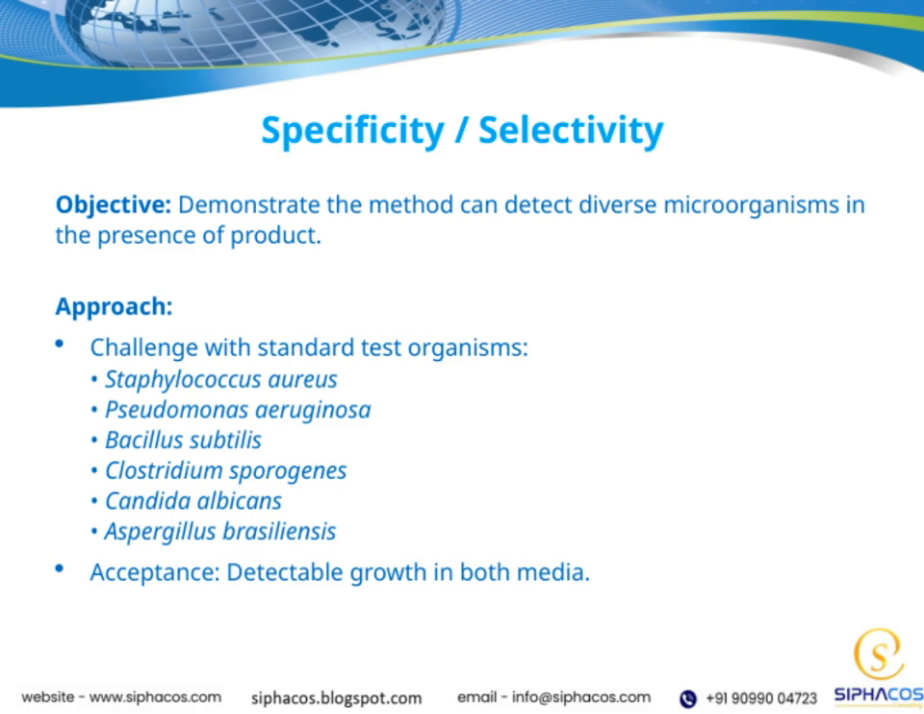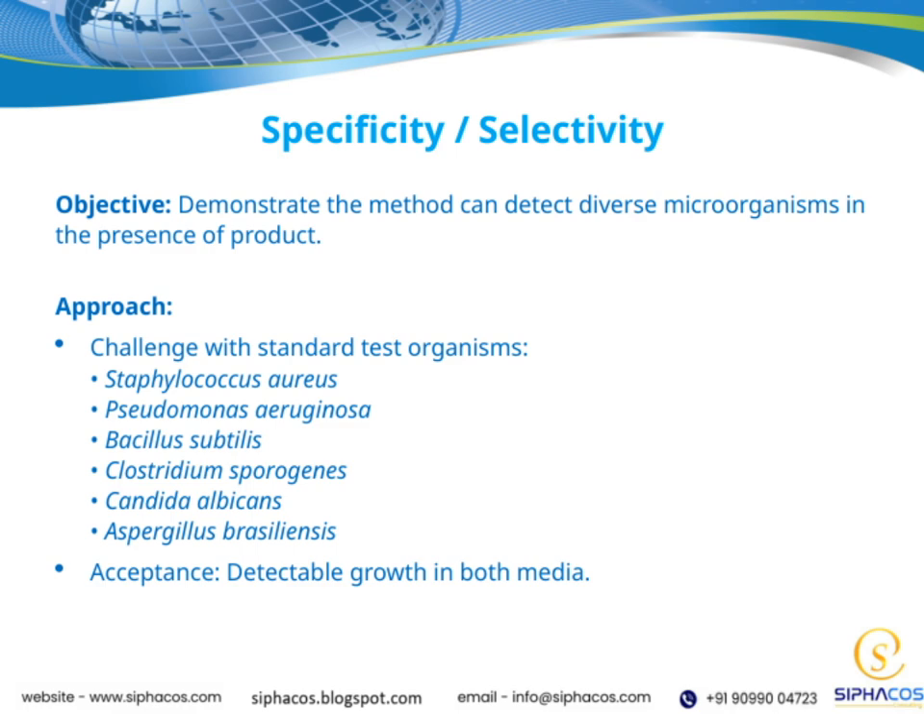Now, moving on to our approach, we faced a significant challenge with standard test organisms. These include bacteria like Staphylococcus aureus, Pseudomonas aeruginosa, Bacillus subtilis, and Clostridium sporogenes, as well as fungi such as Candida albicans and Aspergillus brasiliensis. These organisms are commonly used as benchmarks because they represent different types of microorganisms that could potentially contaminate products. Our goal was to ensure that our method could detect these microorganisms reliably, and specifically, that we could observe detectable growth in both types of media we tested.